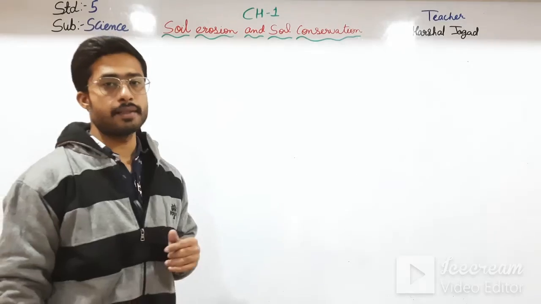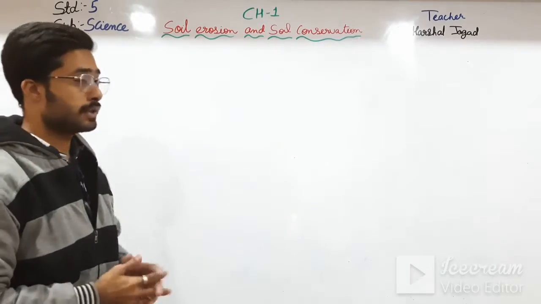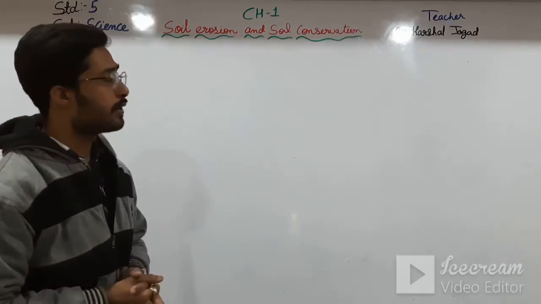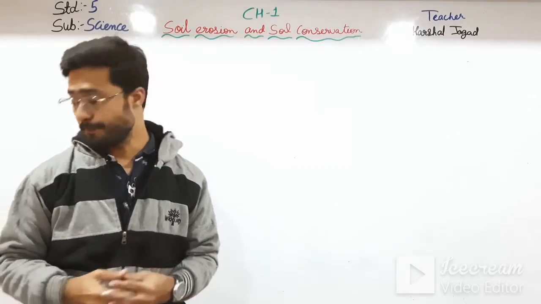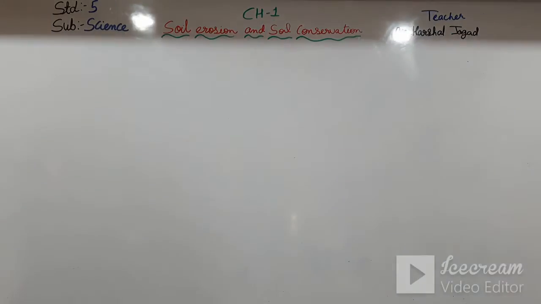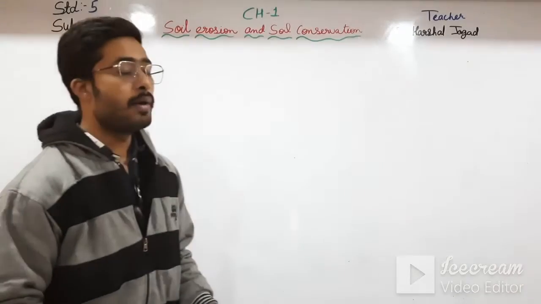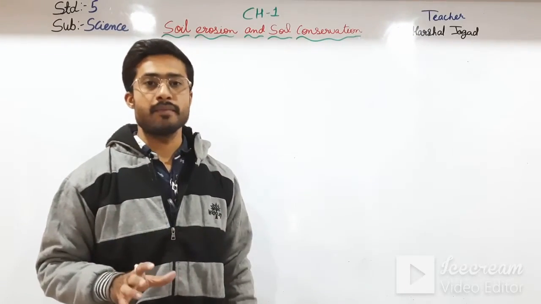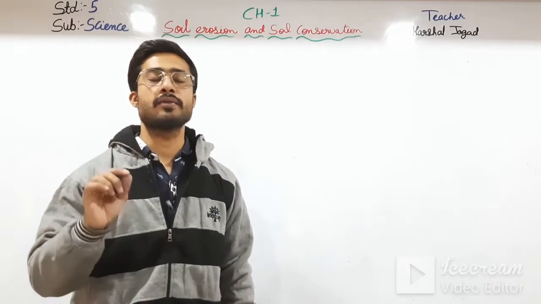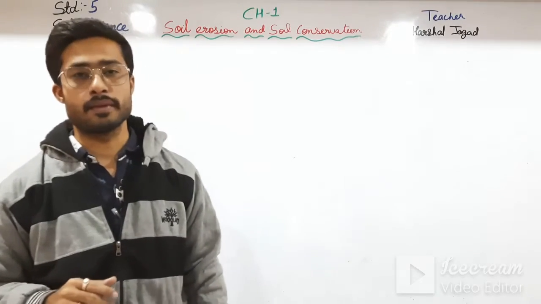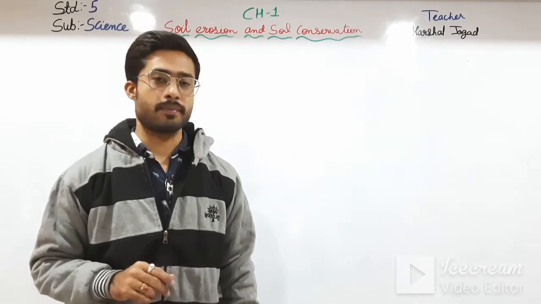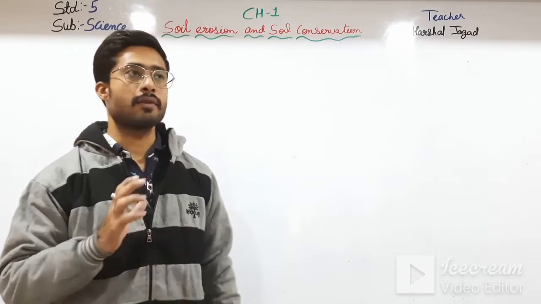So, in the previous video, we have just started the new chapter, that was soil erosion and soil conservation. In that, we have seen first of all about the topsoil, how the topsoil is formed. When the big rock converts into small soil particles and it comes on the top, it is known as topsoil. And then, what is soil erosion?